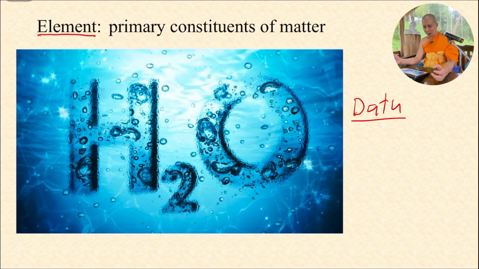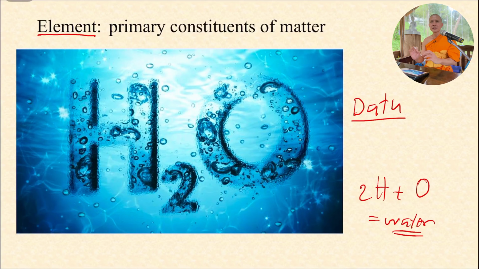So in order for us to make water, you need two molecules of hydrogen plus one molecule of oxygen. Then you get water. Doesn't matter where you make it: in America, in Thailand, in France, in Switzerland. When you break it down to the element level, you will find two hydrogen and one oxygen. Then we get water. What about us?